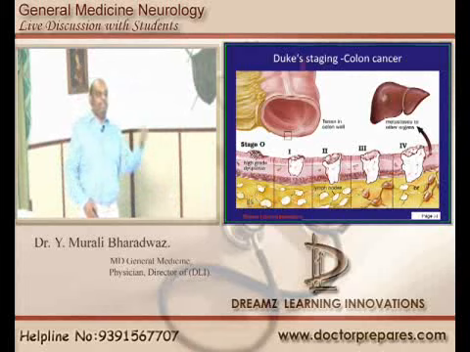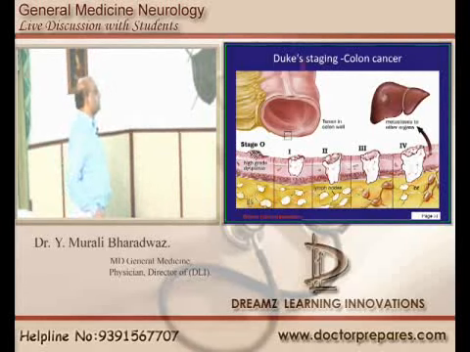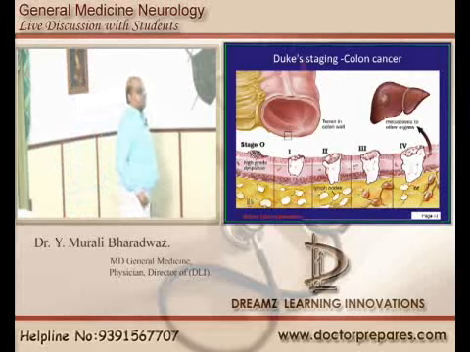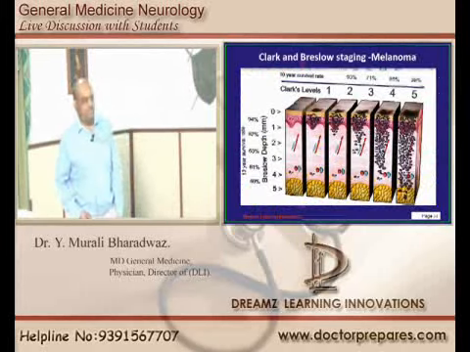Has colon cancer already gone to the liver, or stayed in the colon, and how much in the colon? Did it involve the mucosa or muscularis? That is Duke's. Then how deep is your black spot? Is it melanoma?